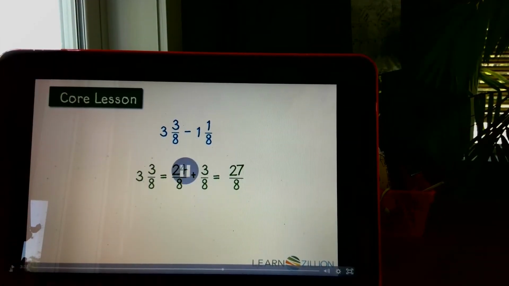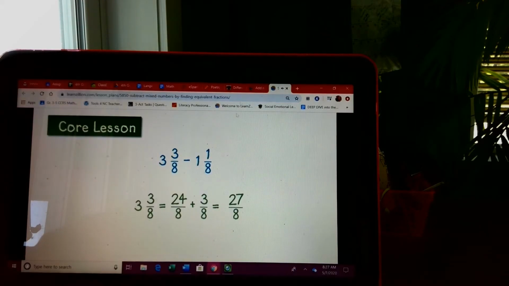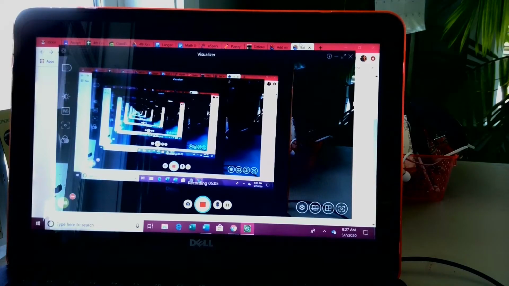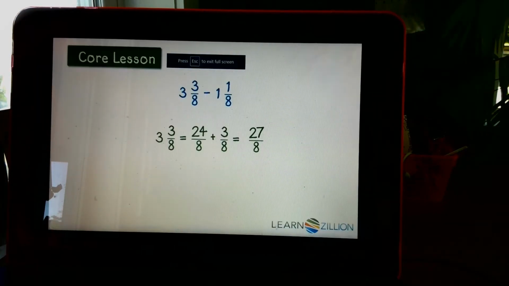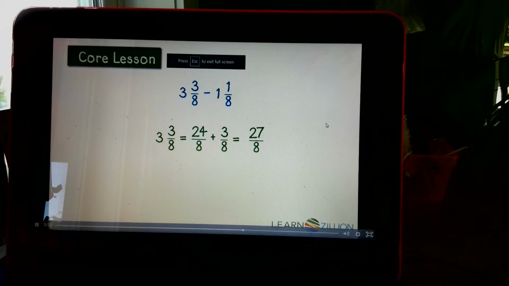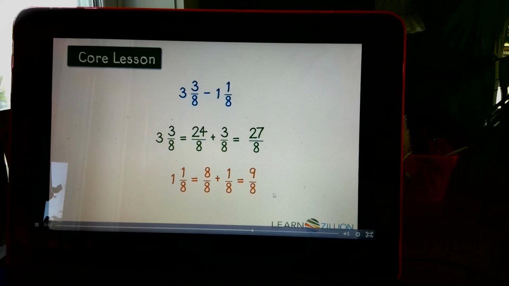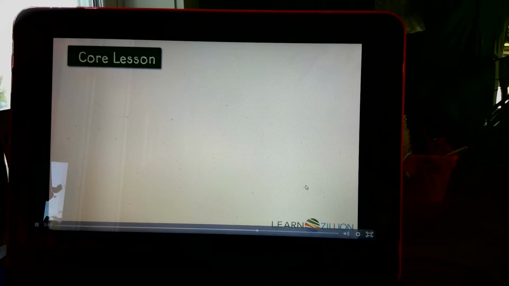Our second mixed number is 1 1/8. My denominator is 8, and I only need 1. So with counting by 8, I will still have 8. Plus 1 more will give me 9 over 8. My denominators are the same, so I do not need to change them at all. Now I need to subtract. 27 minus 9 equals 18 over 8.